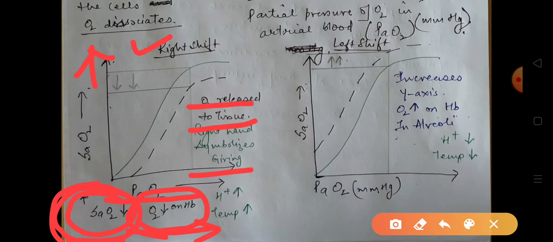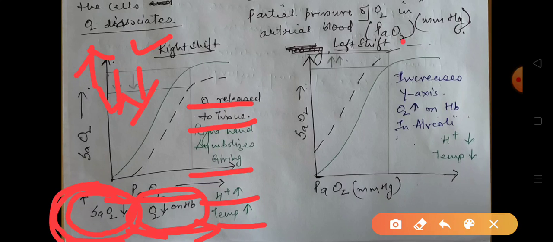As a result, what will happen? Temperature increases and the hydrogen ion concentration increases. As a result, in this region the saturation decreases. Saturation is decreasing due to the release of oxygen to the tissues.